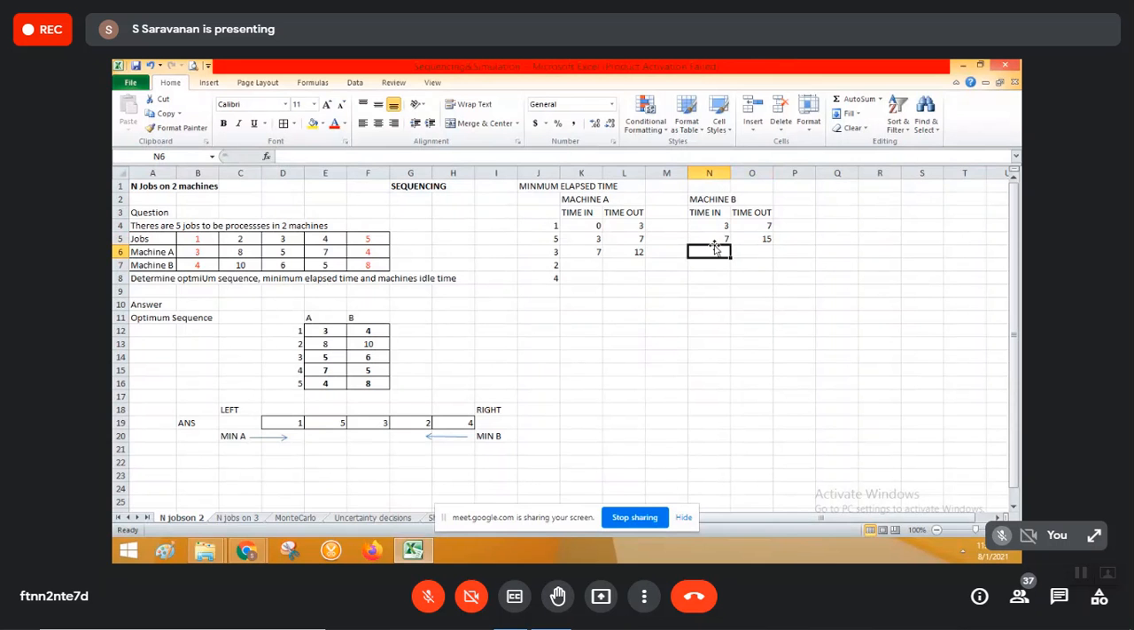The activity here ends at 12, but here it is 15. Both are the same numbers, 7 and 7, so it has entered at 7. Here the machine A activity closes at 12 minutes, but machine B is still processing. It will come out only at the 15th minute. So what should we use, either 12 or 15? 15. We can use only 15.